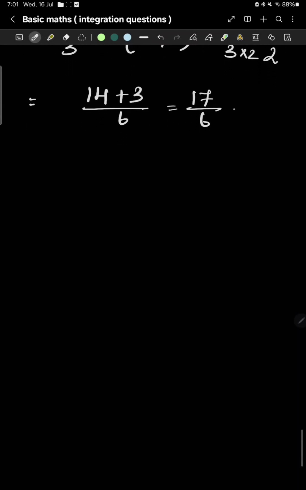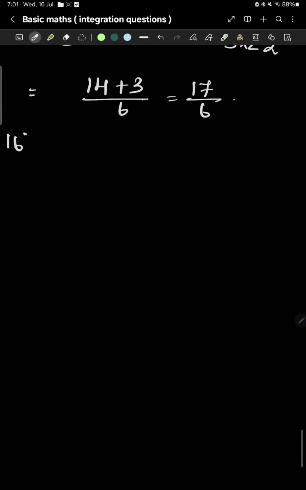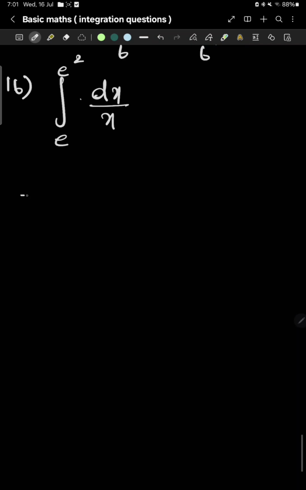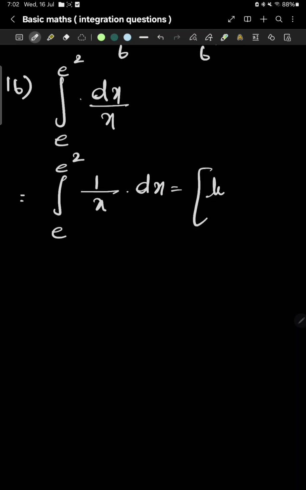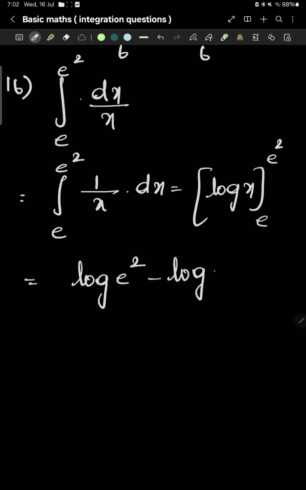15th question done. Moving to the 16th question: the integral from e to e square of dx by x. I can write this as the integral of e to e square 1 by x into dx. If I do the integration, it will be log x from e to e square, right? If I substitute that, log e power 2 minus log e. So log and e can get cancelled.